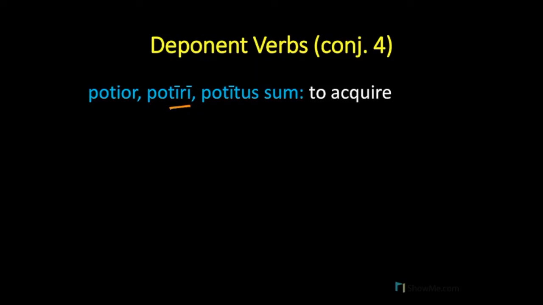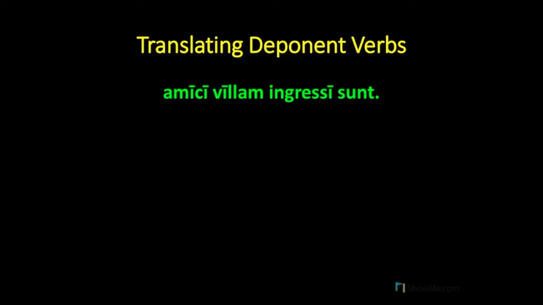Let's translate some examples of deponent verbs in sentences. Amici villam ingressi sunt. Our deponent verb is ingressi sunt. It's a perfect tense verb. Amici is our subject, and villam is our accusative direct object. Now, as I said before, you'll have to memorize the list of deponent verbs. But if you haven't yet memorized that list of deponent verbs, all hope is not lost.